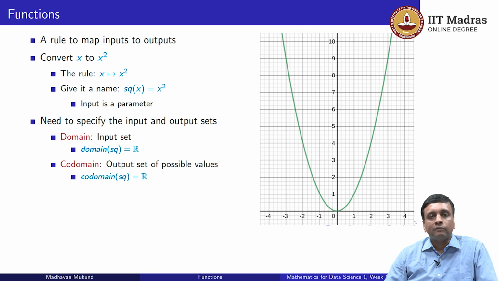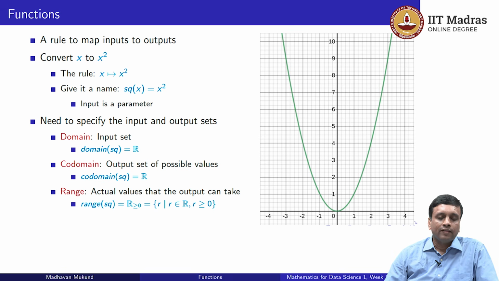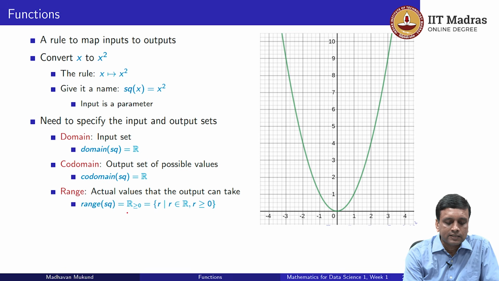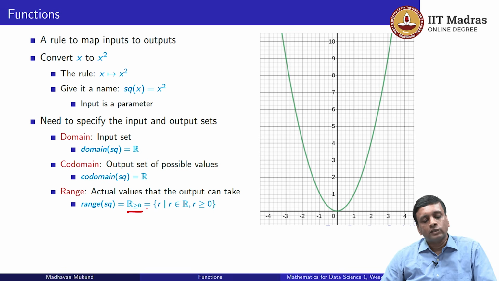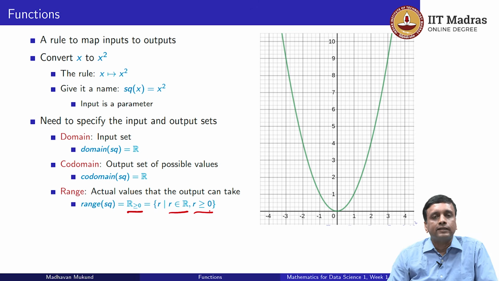But of course, we know that when we square a number, even if the input is negative, the output is going to be positive. So even though the codomain is a set of all reals, we cannot get all reals as output of the square function. So there is a separate name for that called the range. So the range of a function is a subset of the codomain. The range tells us what values the function can actually take. So in this case, the range of the square function is the non-negative reals. So this is all real numbers greater than or equal to 0, which is sometimes written like this. And if you want to explicitly write it out, it is the set of all r in the set of reals such that r is greater than or equal to 0.